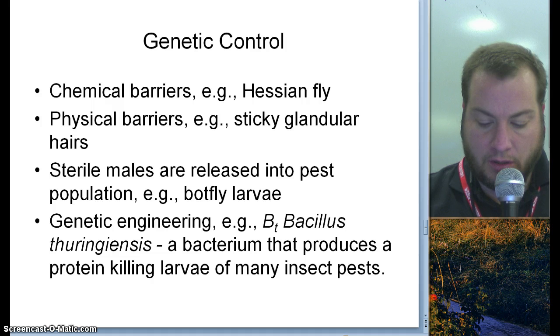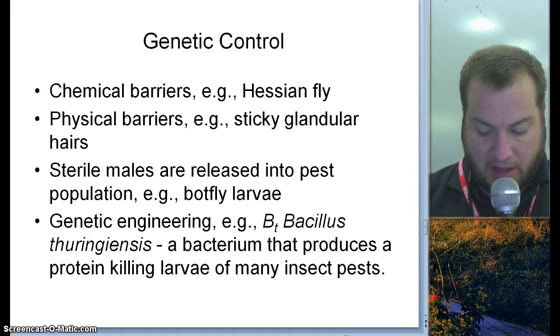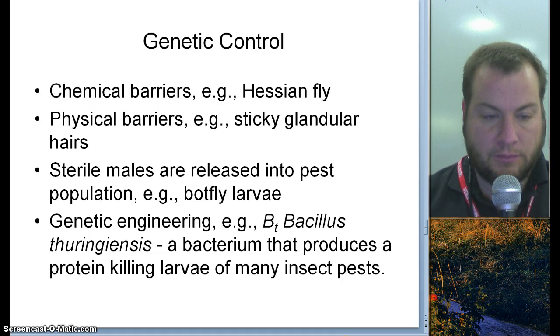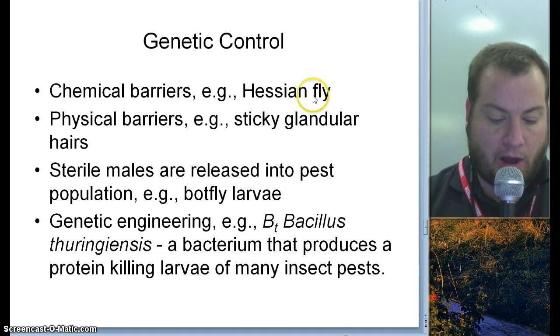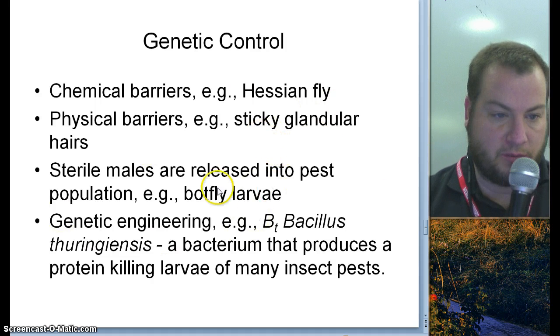Genetic control is where you genetically engineer a plant or a bacterium or an animal to alter the life cycle of the pest so that it does not harm the crop or the person or whatever it is, cattle even in this case. So we're going to talk about some examples.